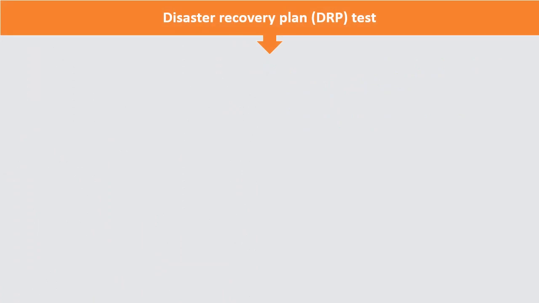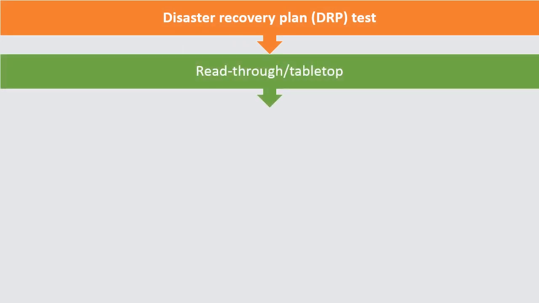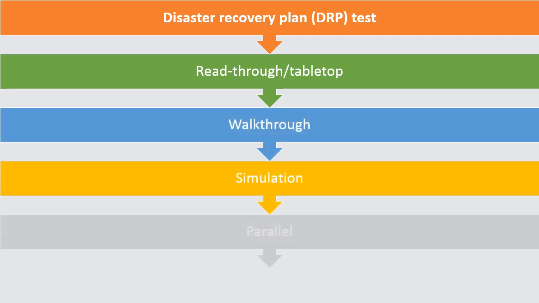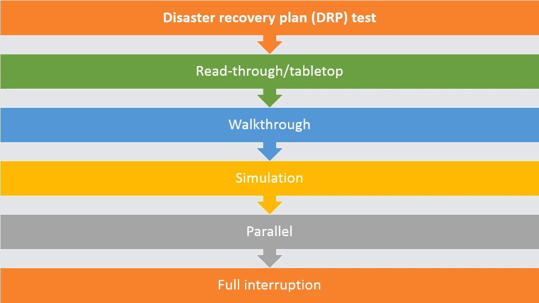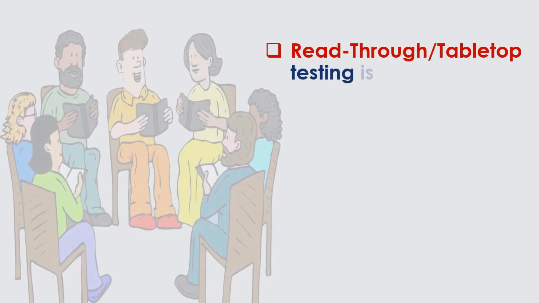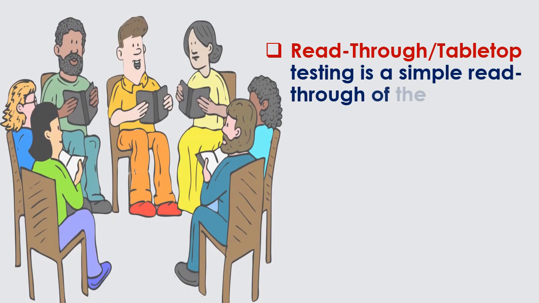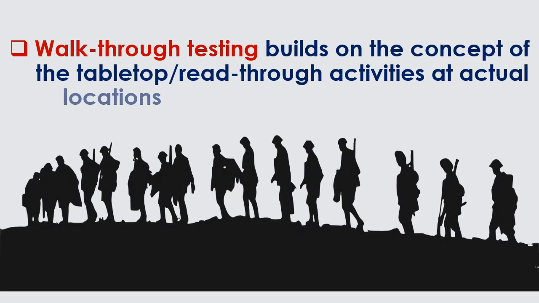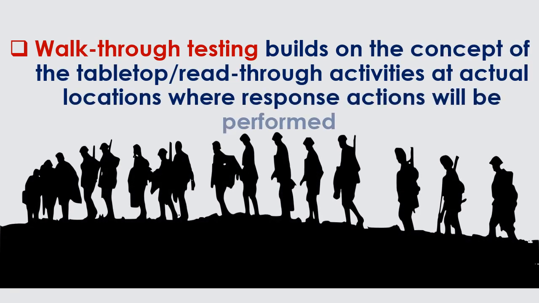Disaster Recovery Plan, DRP, tests are: read-through tabletop, walk-through, simulation, parallel and full interruption. Read-through tabletop testing is a simple read-through of the plan. Walk-through testing builds on the concept of the tabletop read-through activities at actual locations where response actions will be performed.